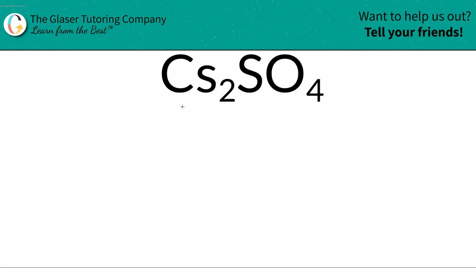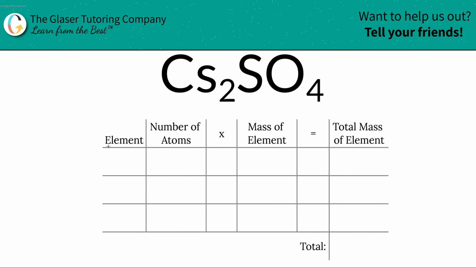So what are the mass percents of each particular element inside of cesium sulfate? Well, you've come to the right place. The first thing is we're going to find the total mass, and then we can find those percentages easy peasy. Watch how simple it is with the following table. Bam! So the first thing I'm going to do is write down the elements I see in the compound. So I have cesium atom, Cs, I have sulfur, S, and I have oxygen, O.